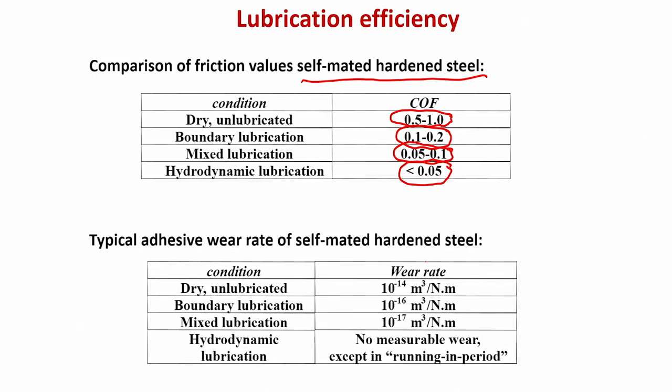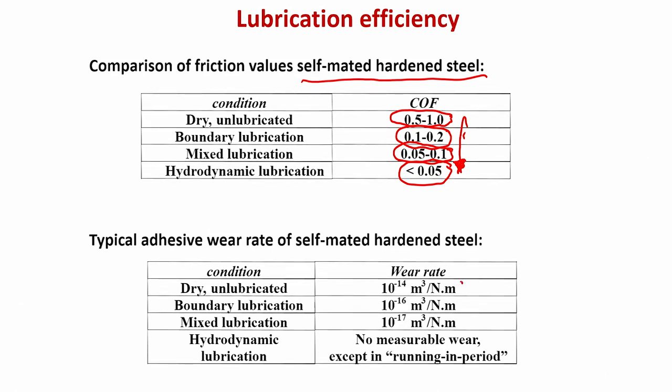The typical adhesive wear rate, so as you can see, the coefficient of friction goes down if you go from top to bottom. As you go from boundary to mixed to hydrodynamic lubrication, the coefficient of friction goes even lower than 0.05. Now, how does lubrication influence the wear rate of similar metals, let us say self-mated steel? So, this bottom table essentially shows you the order of magnitude of the wear rate. In tribology literature, it is not the exact value of the wear rate that is important, but the order of magnitude.